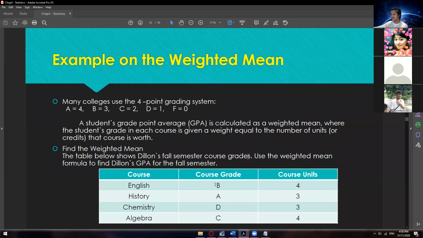So again, just get this one wherein b is equal to 3. So 3 times 4 plus a is equal to 4. So 4 times 3 plus b is equal to 1. So 1 times 3 plus c is equal to 2. So 2 times 4. So it is now the summation divided by the summation of weights, wherein the weights here are the course units. So 4 plus 3 plus 3 plus 4: 4, 8, 11, 14. Whatever is the summation of what we've calculated before, just divide it by 14. And that's already your weighted mean.